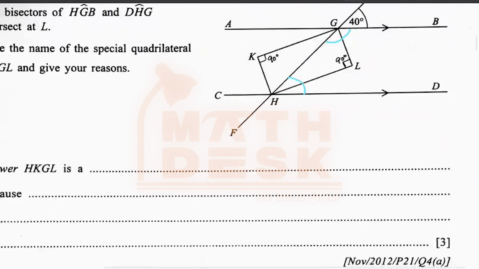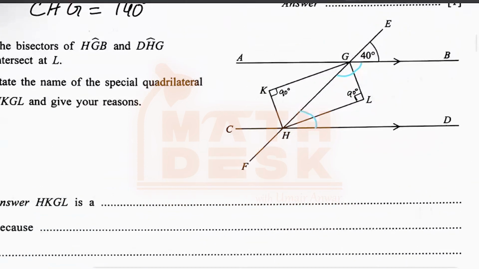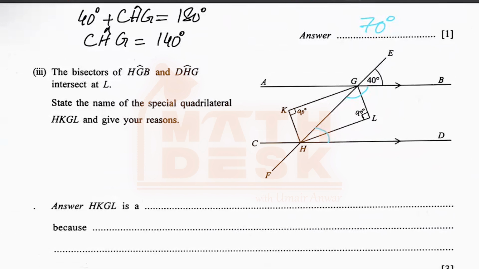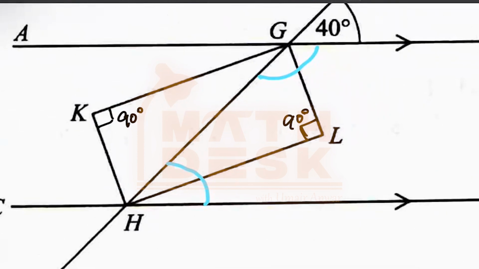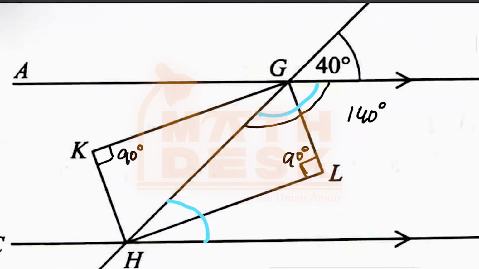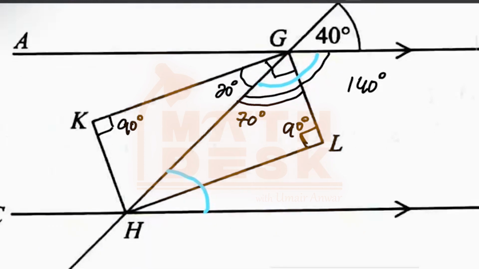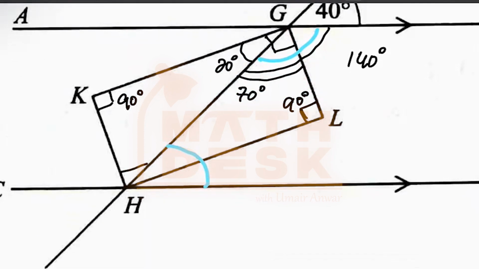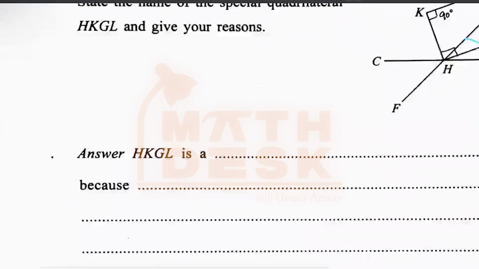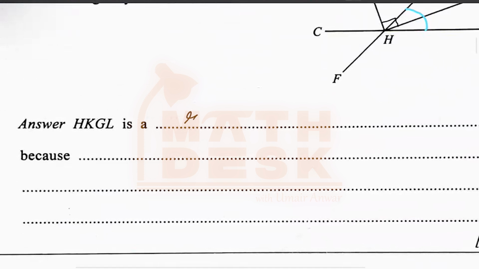This whole angle would be equal to 140 degrees because it is the adjacent angle on a straight line. And this line GL is bisecting it. So it means that the angle which is within the rectangle is 70 and this angle is 20. So there is a 90 degree over here also, and its opposite angle would also be 90 degrees. So all the angles are 90 degrees. Therefore, we can say that HKGL is a rectangle.